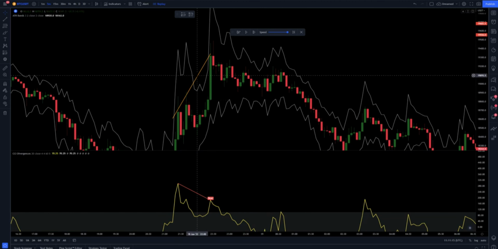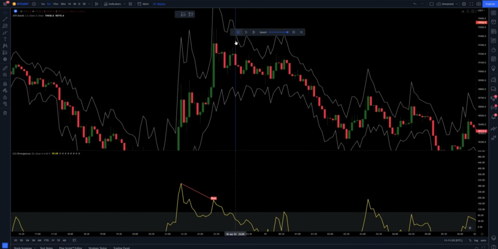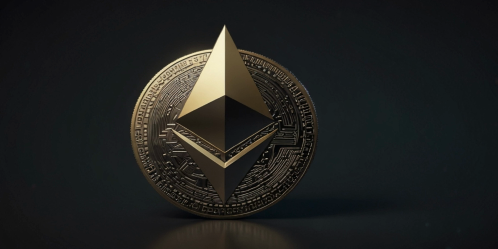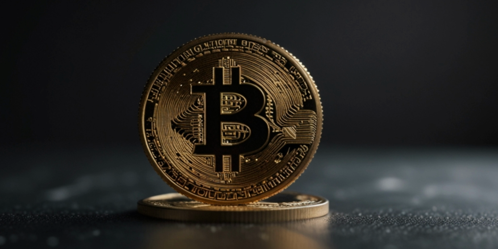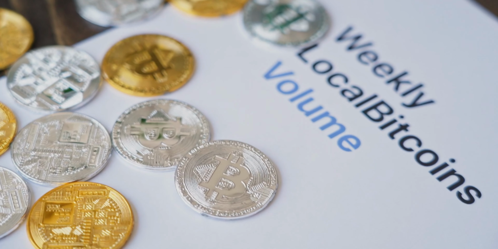Even better, this combination adapts well to different time frames and asset classes. Whether you trade forex pairs like EUR/USD or crypto pairs like BTC/USDT, the principles stay the same. And that's what makes it so scalable.